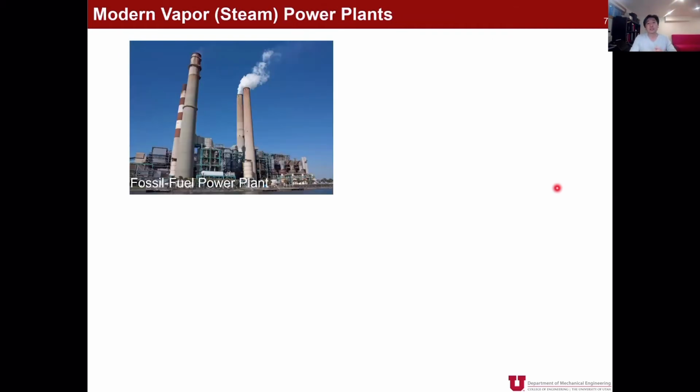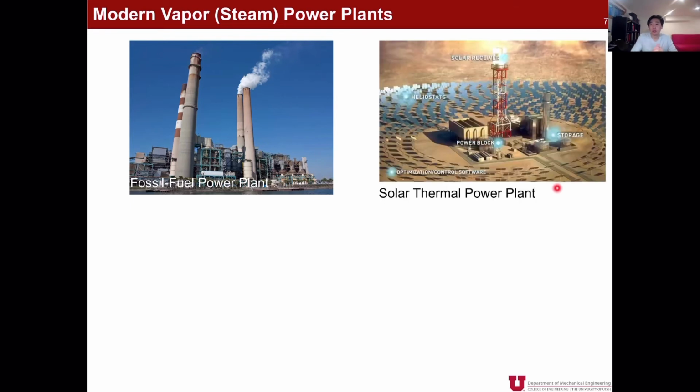These days, steam power plants are being used in many different areas, and in many different types. The first thing that we can easily see is a fossil fuel power plant. In that case, we burn a fossil fuel such as coal or oil to boil water to generate steam. There is another type of vapor power plant, which is the solar thermal power plant.